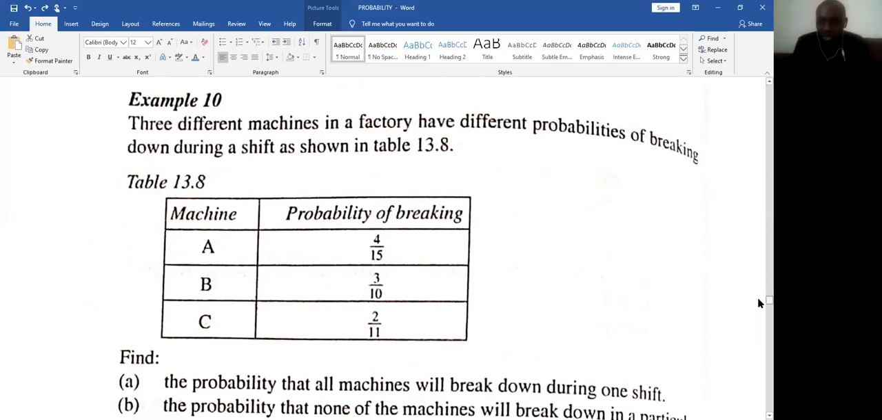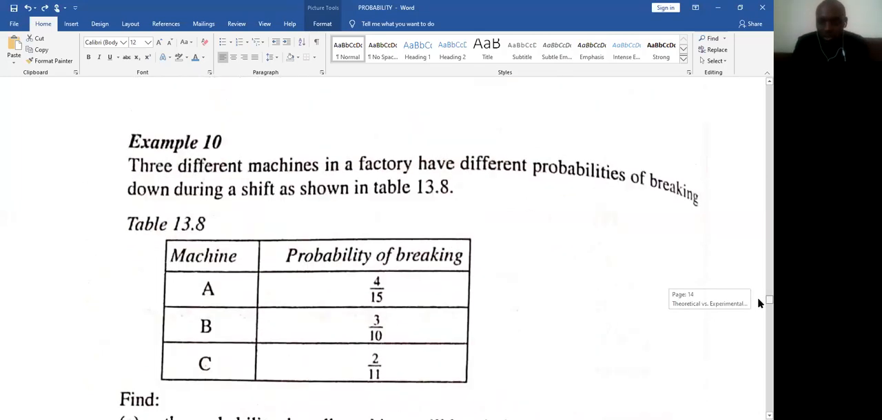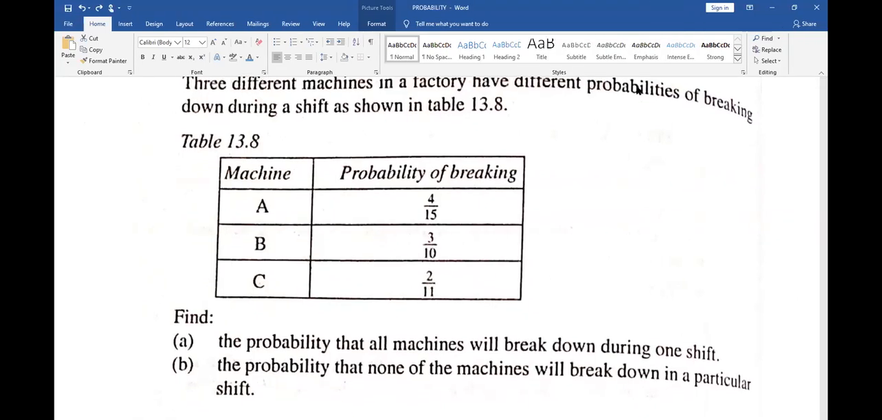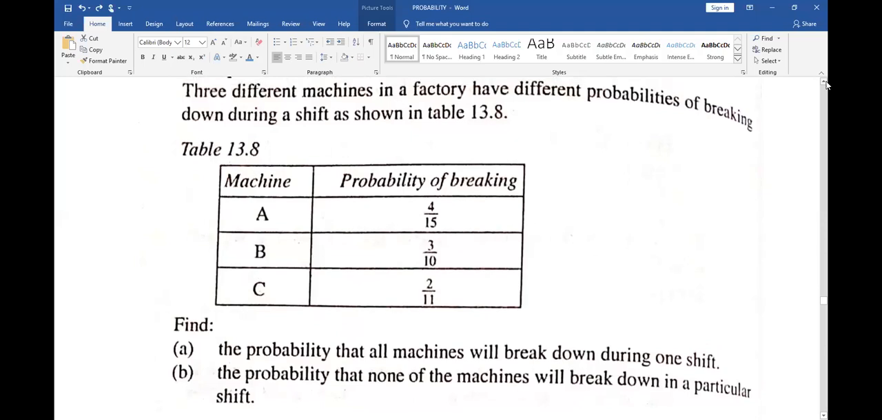So we are talking about a factory. There are 3 different machines in a factory. 3 different machines in a factory have different probabilities of breaking down during a shift, as shown on this table here. So the probability of machine A breaking down is 4/15. Machine B breaking down is 3/10. Machine C breaking down is 2/11.